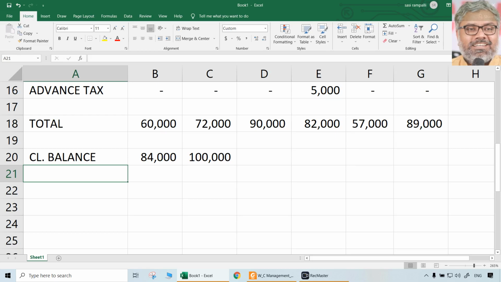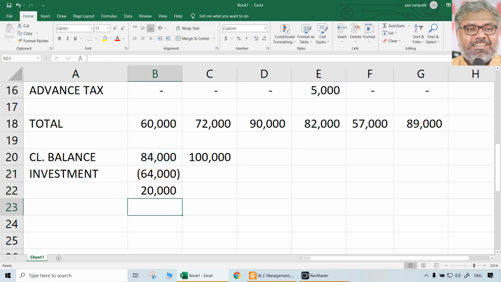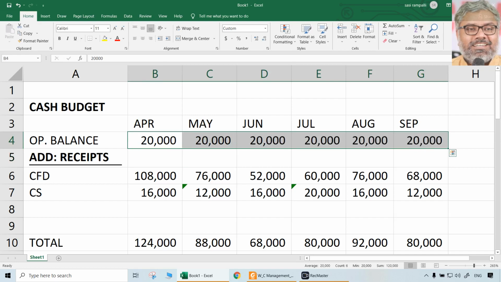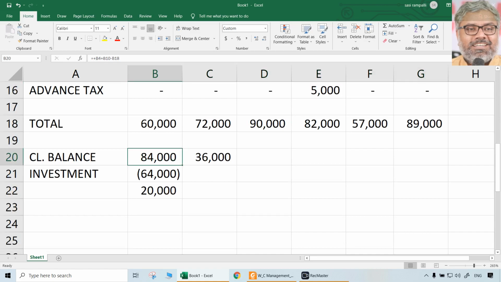So let us take this out. Closing balance 84,000, but investment will be how much then? Naturally 64,000, so that the closing balance is always 20,000. So naturally here always the opening balance has to be 20,000. There is no difference in that. That will be the same. Only the closing balance will change. So the closing balance will also be 20,000, but before the investment the closing balance will change.